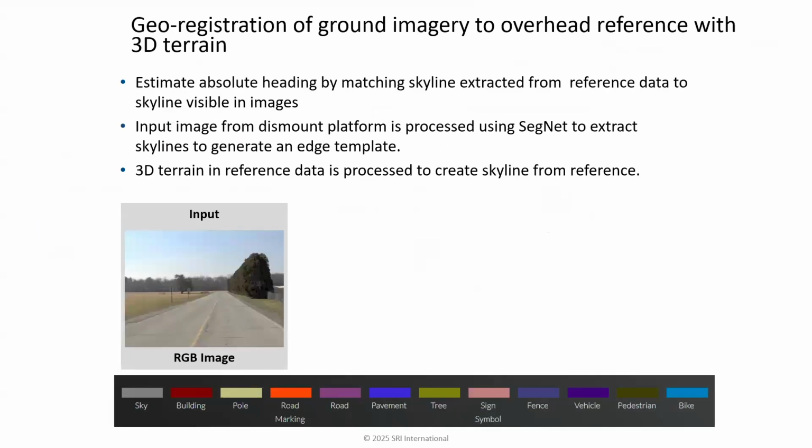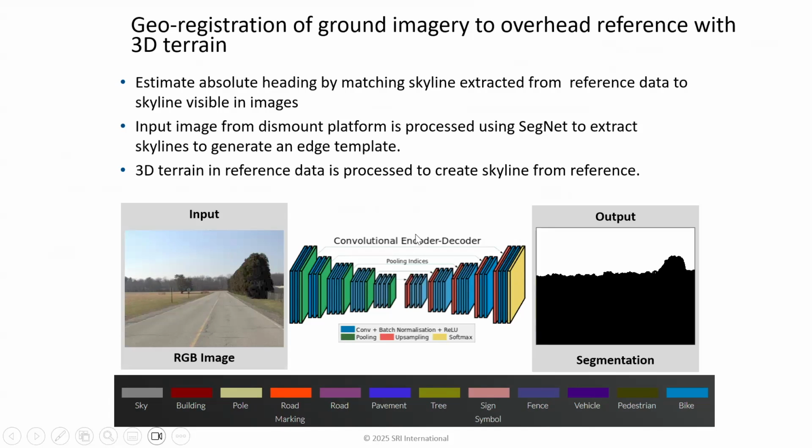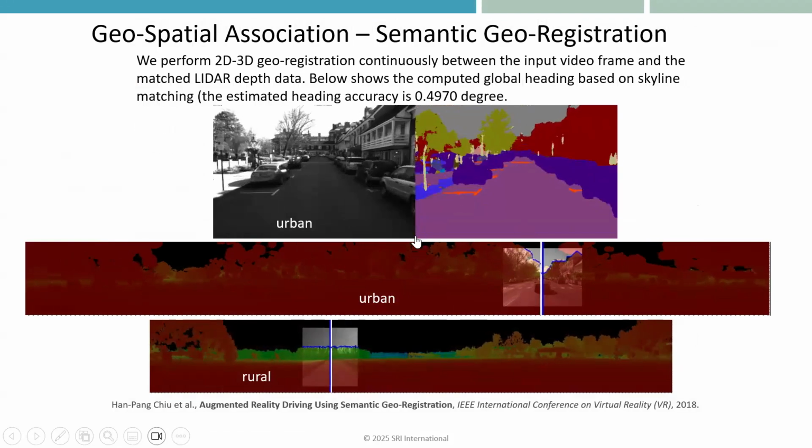So one of the first techniques we developed at SRI, about 5-6 years ago, was skyline matching. We were using this for augmented reality and vehicle applications. So you have an input image, you can do semantic segmentation, and you can actually discover the skyline, right? And now you can use that skyline to match to the reference. And that's what you're seeing over here.